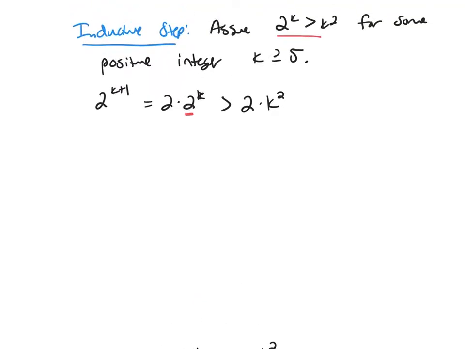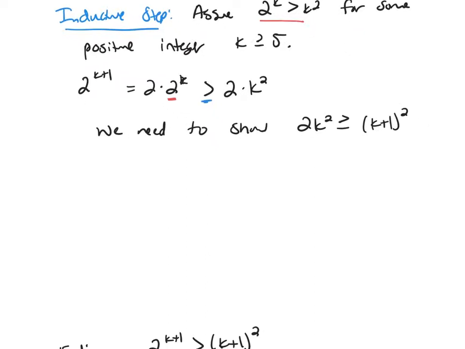And so we'll say we need to show that 2k squared, because I already have this greater than symbol here, I just need to show that it's greater than or equal to k plus 1 squared. Well, what does this really mean? This means that 2k squared is greater than or equal to k squared plus 2k plus 1 if we FOIL out the right-hand side.